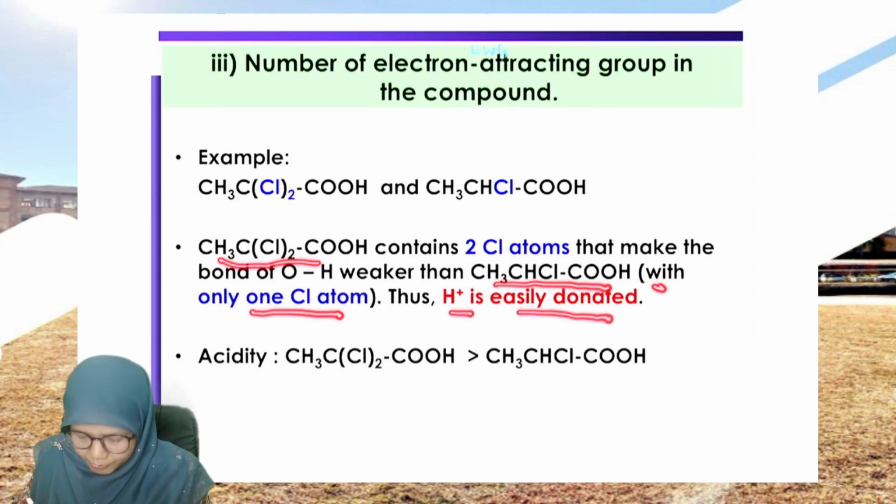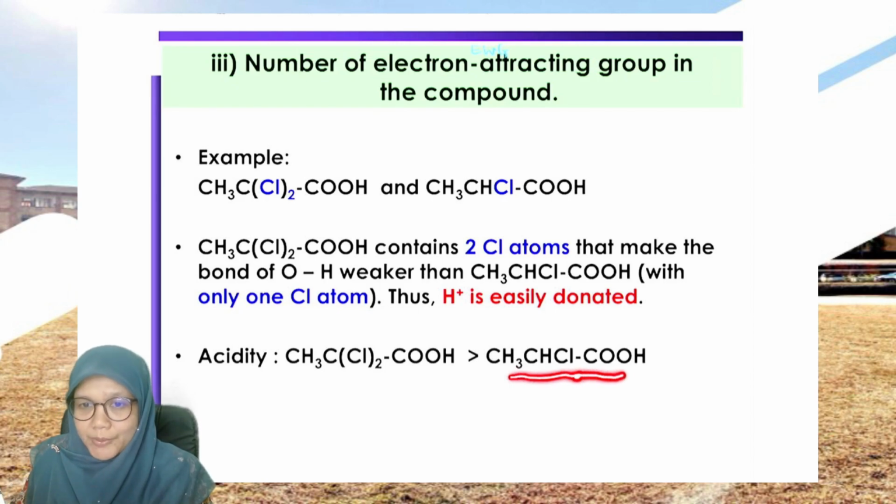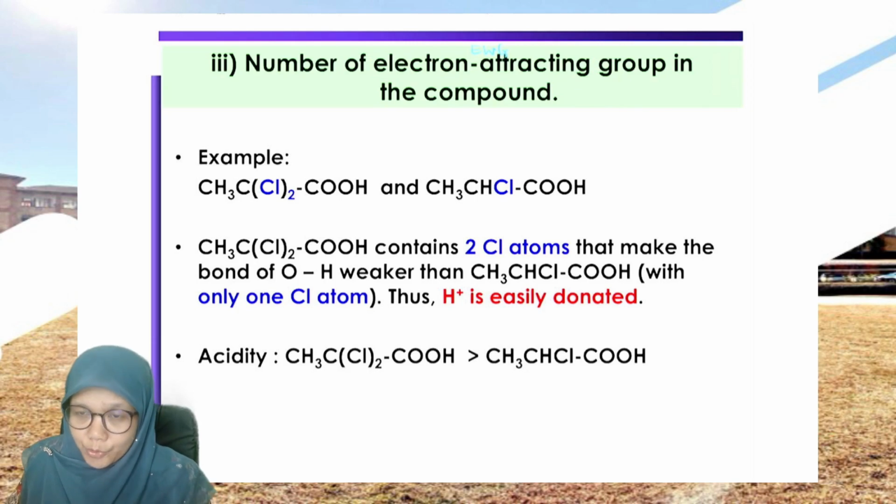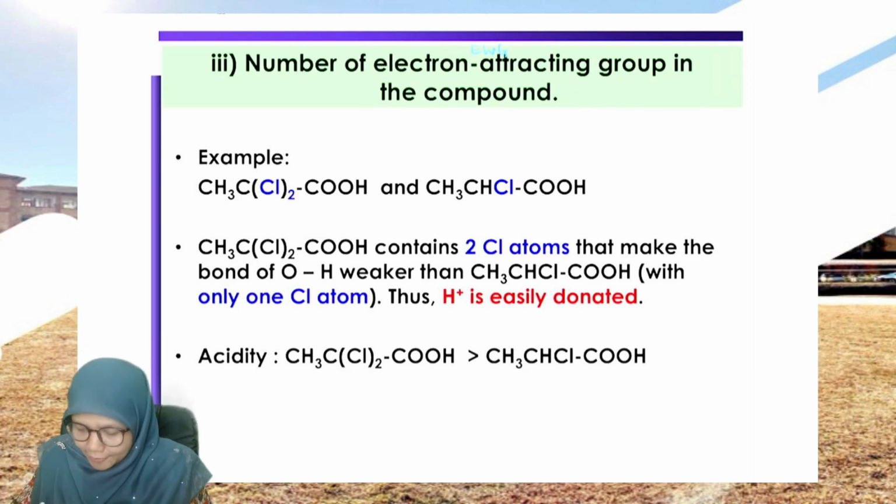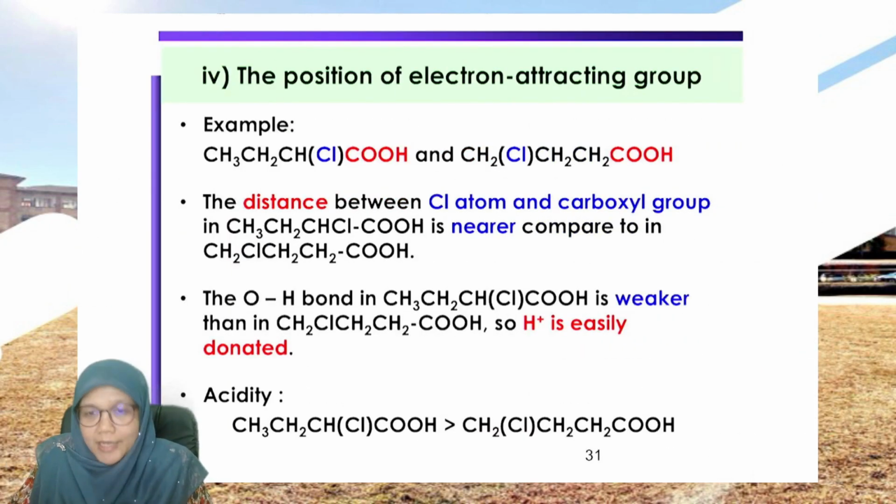Okay, so compound ini become more acidic than 2-chloropropanoic acid lah sebab ada more EWG group. So lebih banyak EWG group, more acidic. Okay. And faktor yang keempat ialah position of electron attracting group. Okay, ini position. Position lah.